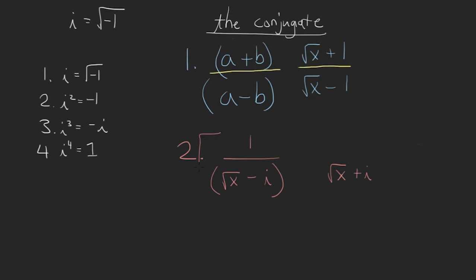Now keep in mind, this term is something you are given. You can't change the term fundamentally. You can only multiply it by 1. So if we're going to multiply this term by 1, we have to multiply by the square root of x plus i over the square root of x plus i.